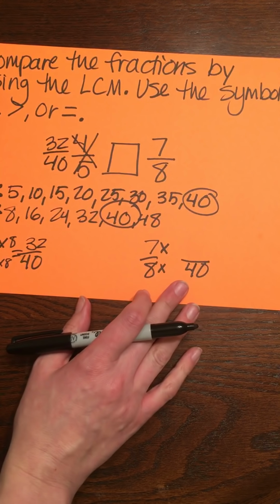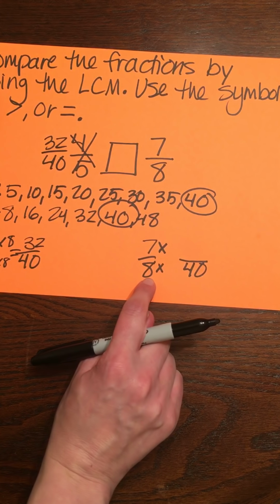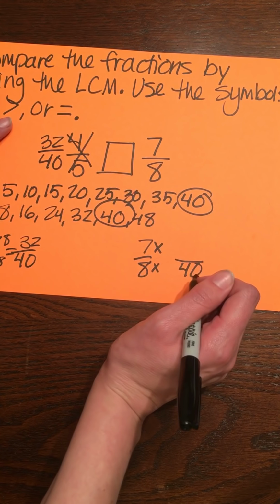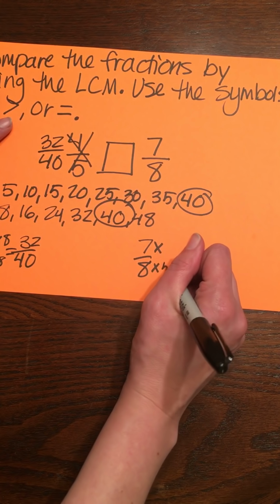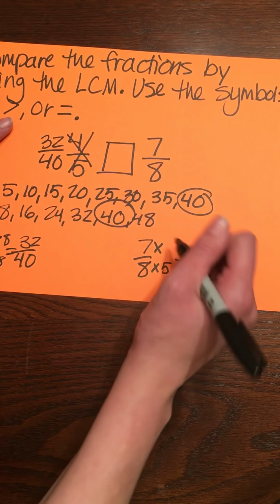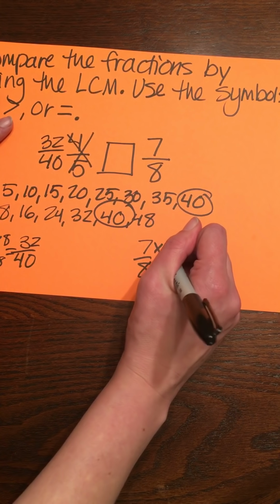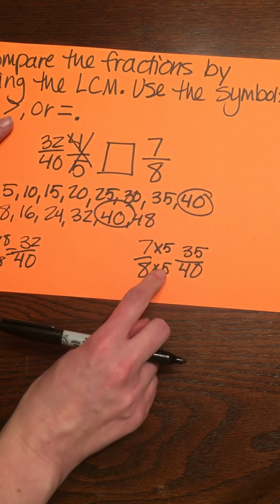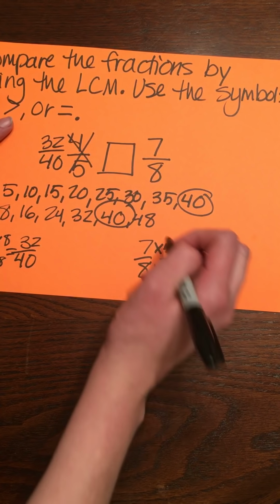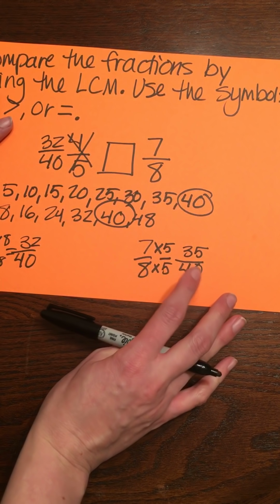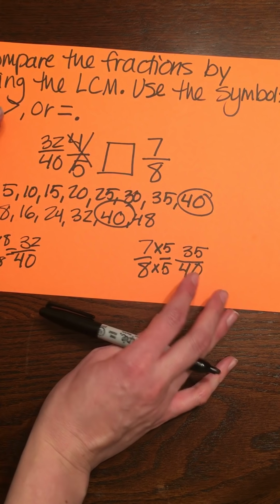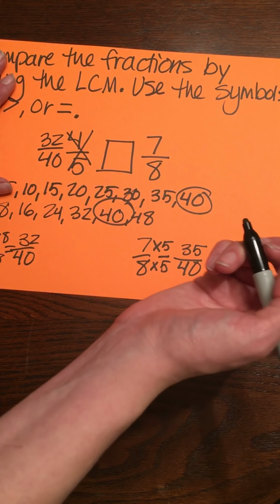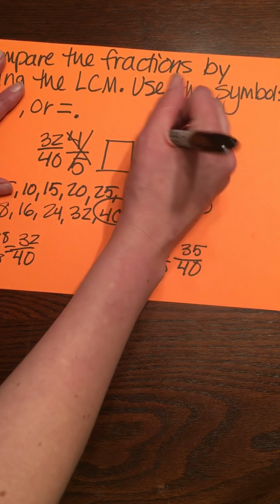Let's go to this other one. What do we multiply 8 by to get 40? You can just think about your math facts. 8 times 5 is 40. So we'll do the same thing to the top and get 35. Make sure they're both the same. Remember, it's like we're multiplying by 1, so we didn't change it at all. We're just making the denominators the same. We're changing it into a new denominator, but it's still the same value.